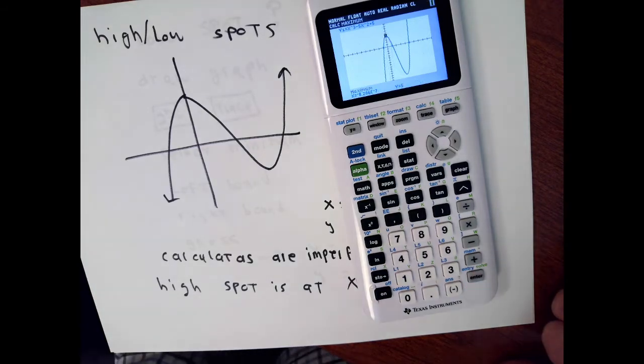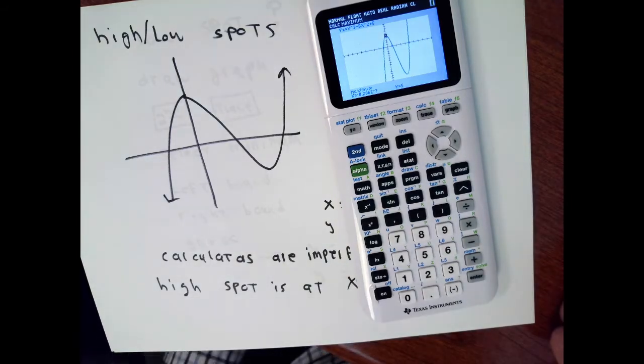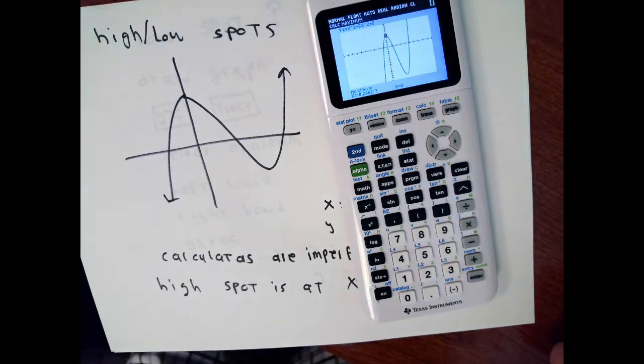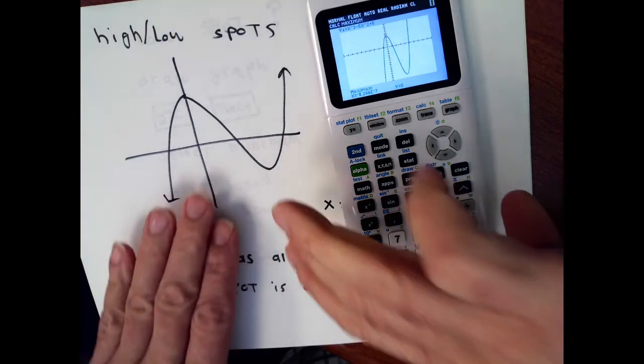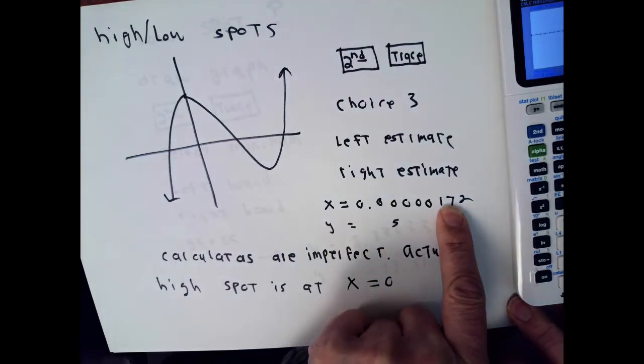And very shortly, it comes back and tells me that x is 8.206 e negative 7 and y is 5. If you know scientific notation, that number is 8.2 some odd times 10 to the negative 7, which in reality is an extremely small number.